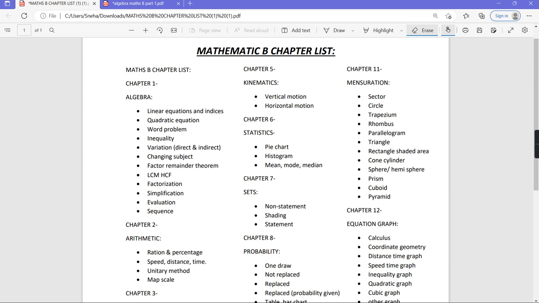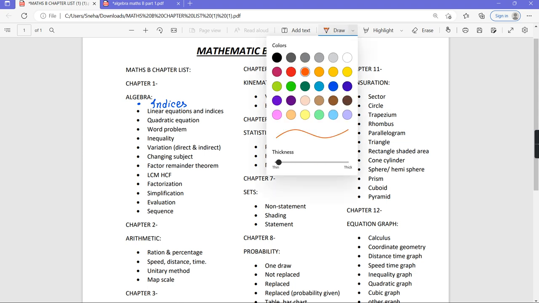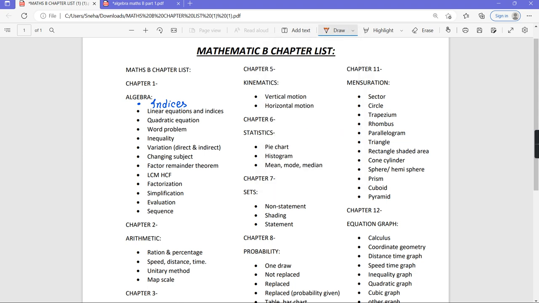Now we are going to move on to indices. Indices is also included in our specification under algebra, but it is not written in this PDF on the screen. So let me just write it down over here. Indices. Right, so we are done with linear equations. Indices is actually just added with the linear equations.